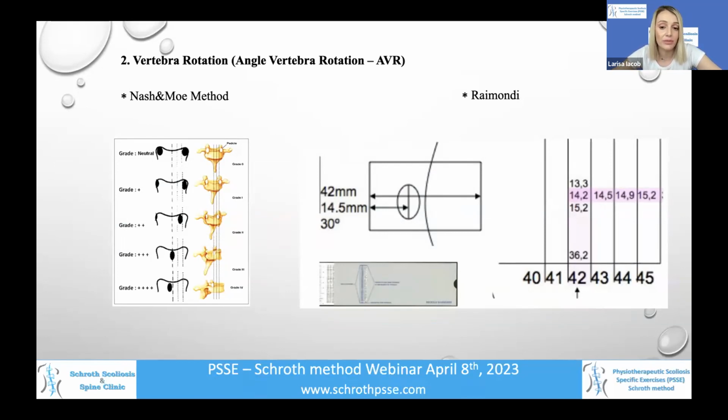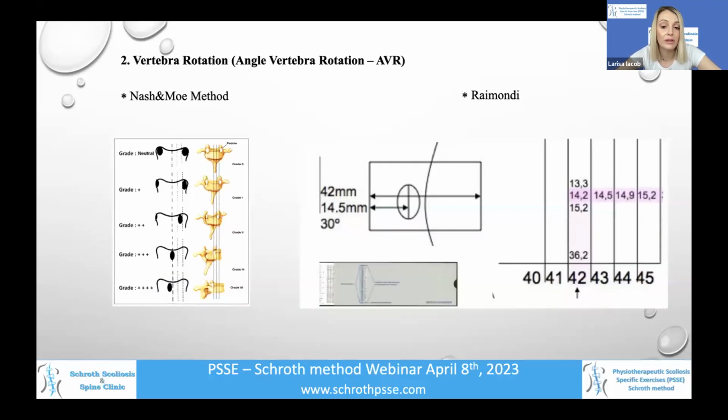Nash and Moe method: the half body vertebra of the convex side of the curve is divided in three segments. The rotation is quantified on the basis of the percentage displacement of the convex pedicle in rapport with the vertebral body. The rotation is classified in 5 different degrees according to the removal of the pedicles.